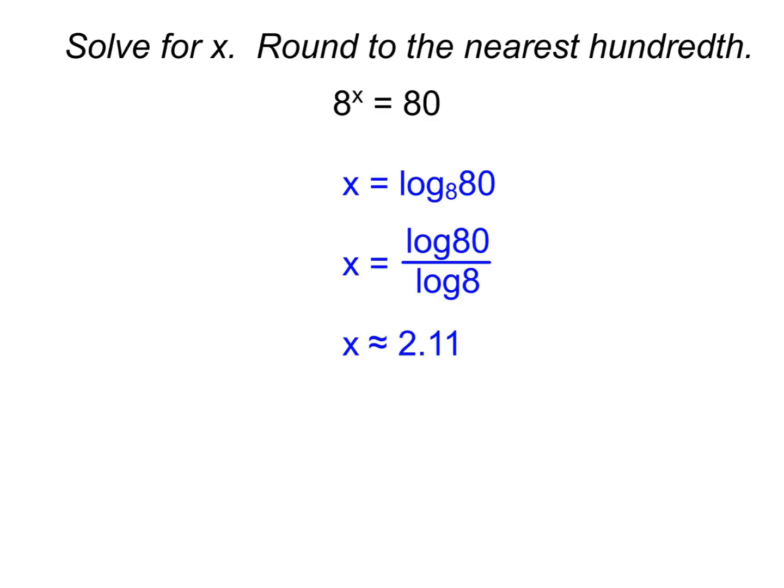So when you do log 80 divided by log 8, you should be getting an answer of about 2.11. And so notice then, we've now solved this. We know what x equals. Little side note, detail-y stuff. The reason why I'm rounding to 2 decimal places here is because we are told specifically to round to the nearest hundredth. So always look to see what you're told to round to as you do these, because I'm going to be changing it up on you as we go.